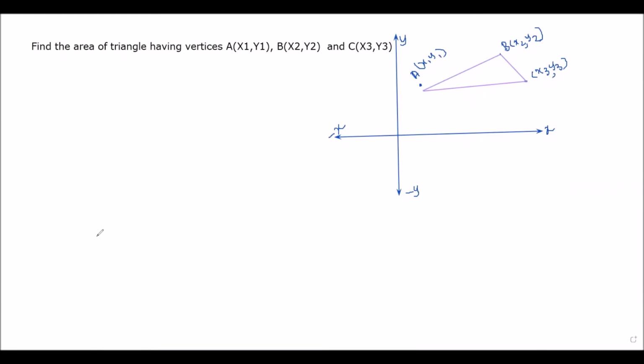Namaste children. In this video, let us find the area of a triangle having vertices A (x1, y1), B (x2, y2), and C (x3, y3) by the method of integration. So the method we are going to use is to find the area of triangle ABC by integration. Let me complete the question by the method of integration.